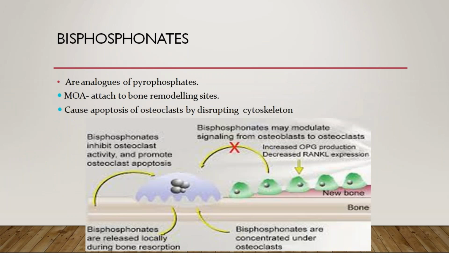And coming to bisphosphonates, these are all pyrophosphate analogues. The main mechanism of action is to attach to the bone remodeling sites. Wherever needed, it attaches to the bone remodeling sites, and it promotes osteoclast apoptosis. So there will be bone growth in those patients. That's in bisphosphonates.